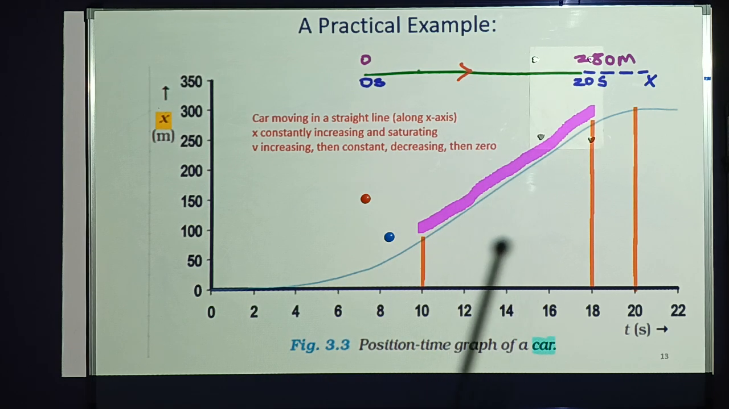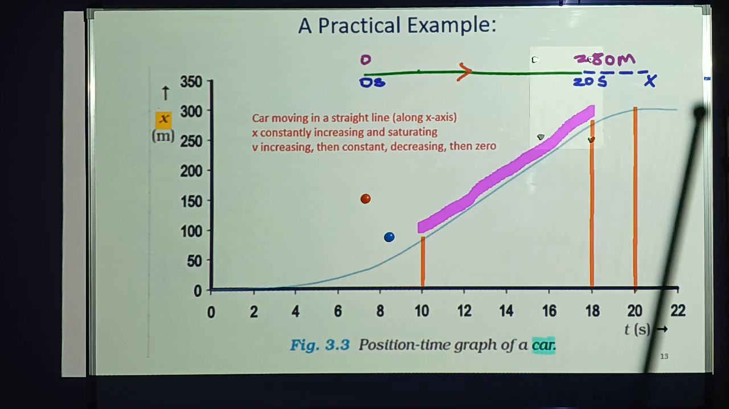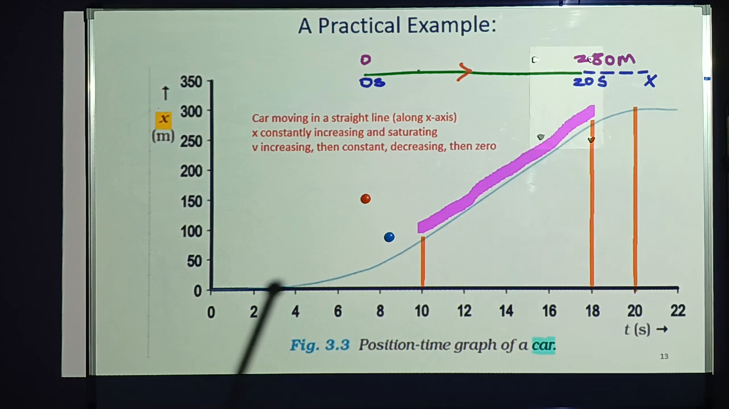Turning back would mean x will decrease, but x is a monotonic function, it's increasing. So here you can see x is increasing like a curve. After this part is a straight line. After this also a curve, and after this it is flat. X is not increasing. So here the car is at rest. The car stops moving. That's why x is constant after this time.